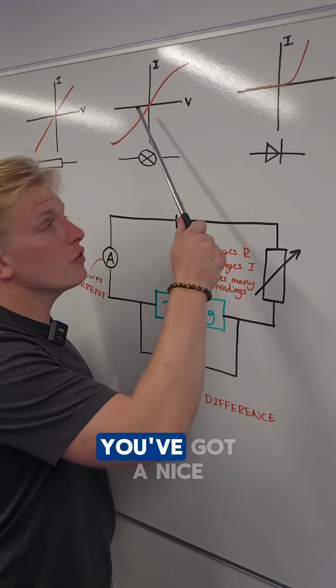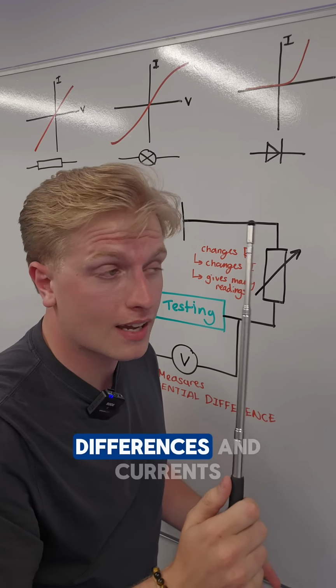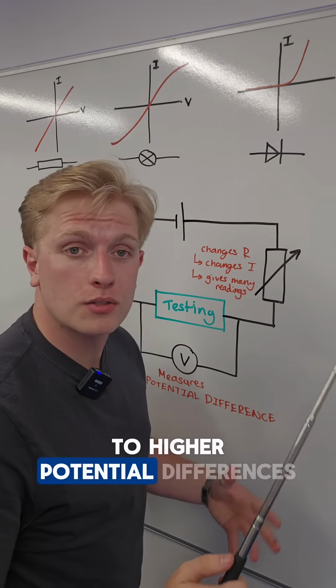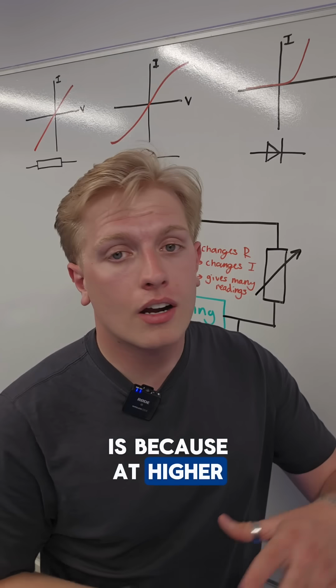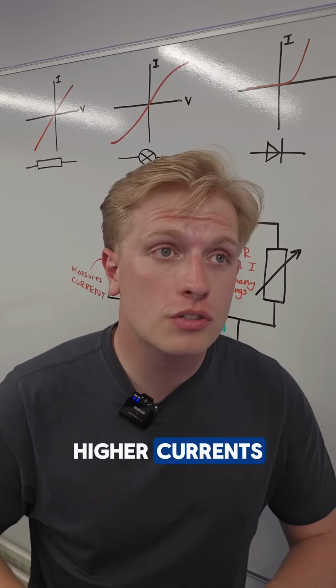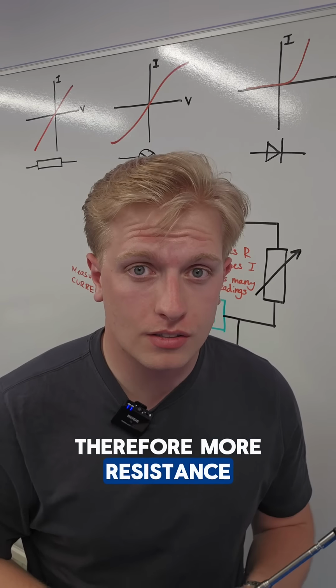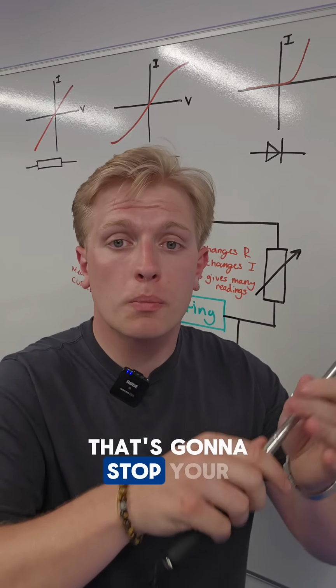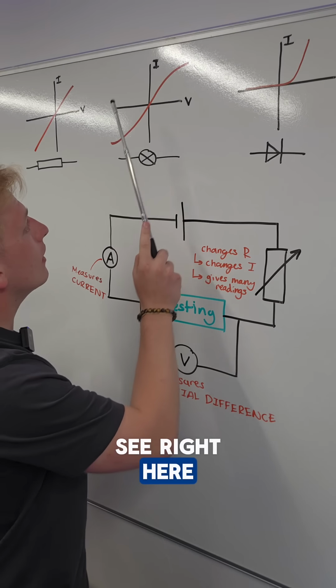For a filament lamp, you've got a nice straight, directly proportional bit in the middle at your low potential differences and currents. But as you go to higher potential differences, the line sort of plateaus. The reason behind that is because at higher potential differences, higher currents, you generate more heat in the component and therefore more resistance. If there's more resistance, that's going to stop your current from going up, which is why it flattens out, as you see right here and right here.